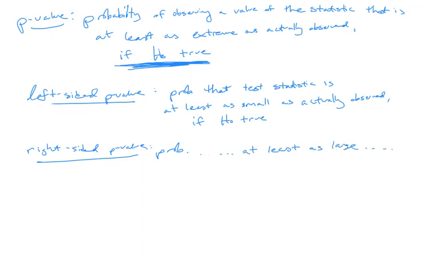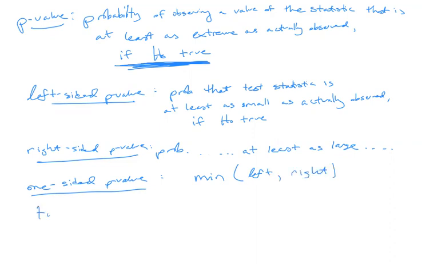There's two more definitions. The one-sided p-value is equal to whichever one is smaller, the left or right-sided p-value. So if you find that the value actually observed is toward the left side, then the left-sided p-value is going to be smaller. And if it's toward the right, the right-sided p-value is going to be smaller. The definition of the one-sided p-value is the minimum of the left-sided p-value and the right-sided p-value. And the definition of the two-sided p-value is 2 times the one-sided p-value.